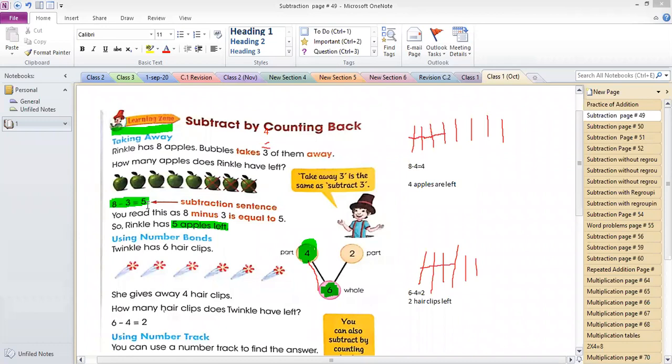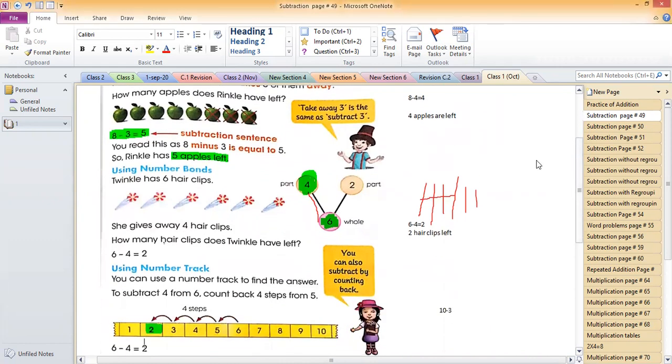We also learned by the number bonds how we can find out the subtraction with the help of a number bond. So look, Twinkle has 6 hair clips and she gives away 4 hair clips. So how many hair clips does Twinkle have left? You know about the number bond as well. This is the whole and this is the part. If you know the one whole and the one part, you just subtract the part from the whole and you will find out how many hair clips are left. Or you can use the number track method to find the answer.